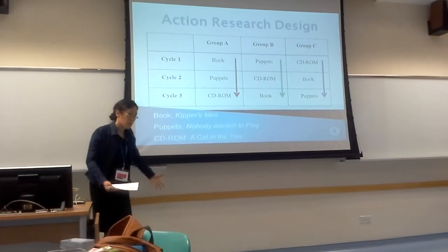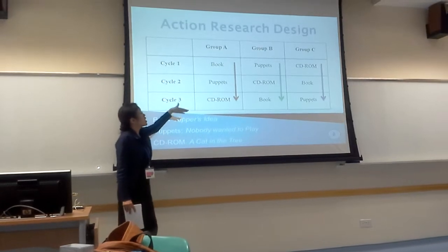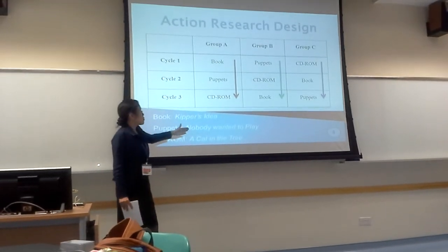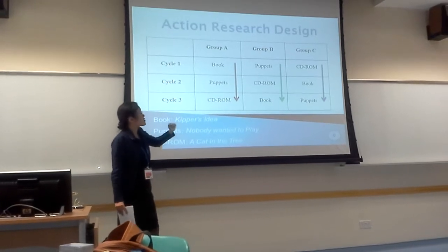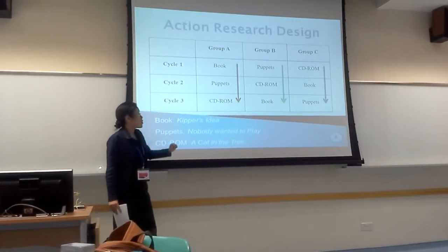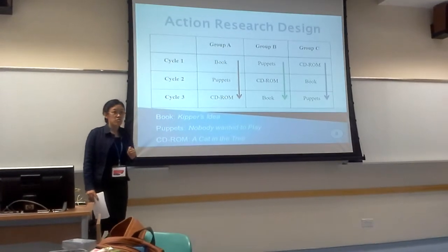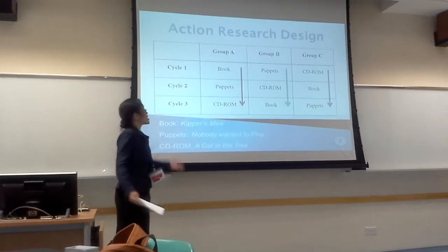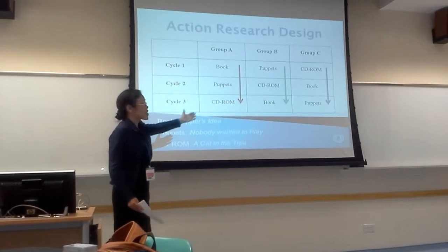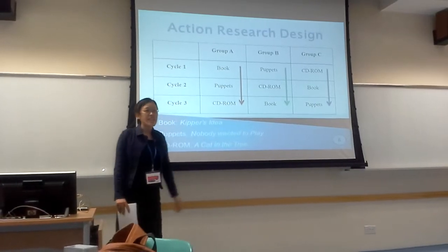Within the same day, all 3 groups go through cycle 1 together. Which means if I were to go in on Monday, Group A will be exposed to the book, The Bookkeeper's Idea. Group B will be exposed to the story Nobody Wanted to Play through puppetry. And Group C, of course, will look through the CD-ROM, A Cat in the Tree. Now, why do I want to make my life so difficult? Why don't I have books in cycle 1, puppets in cycle 2 and CD-ROM in cycle 3?